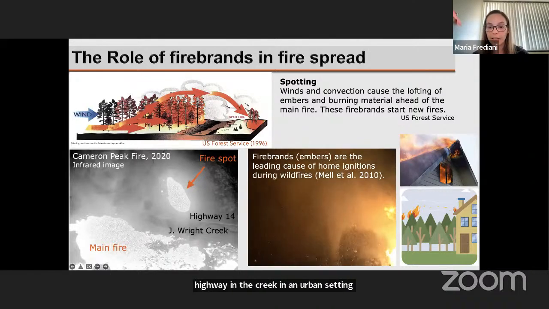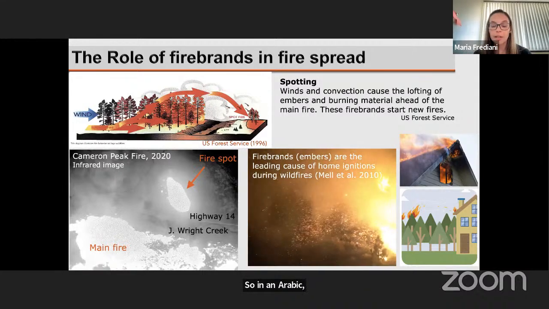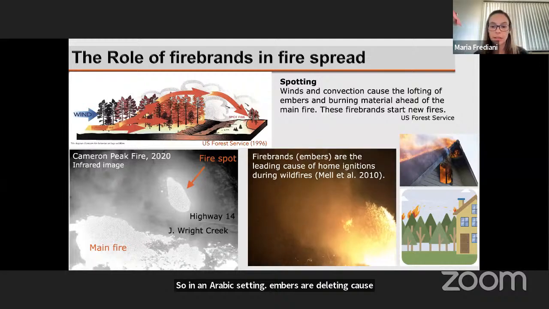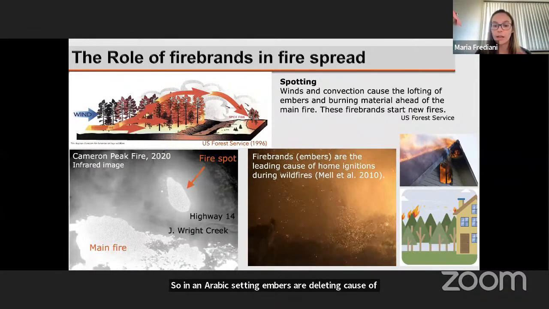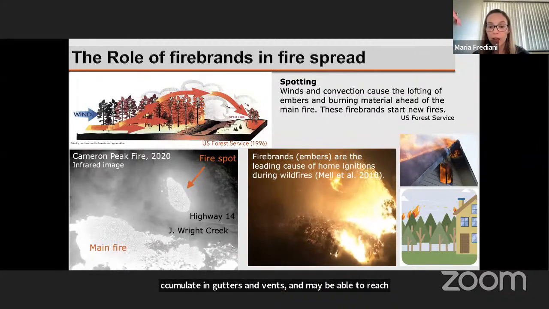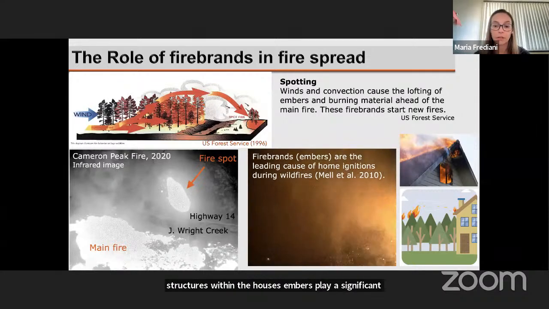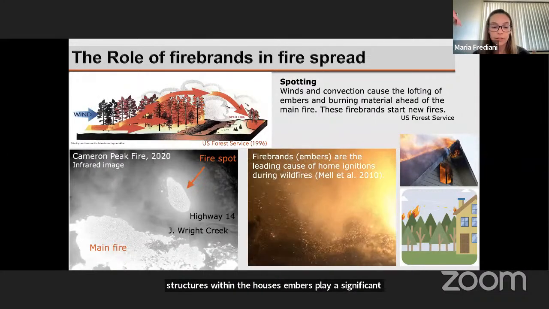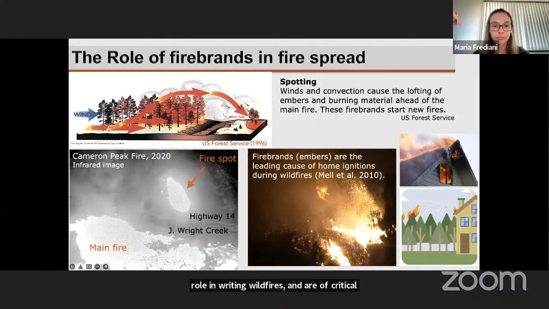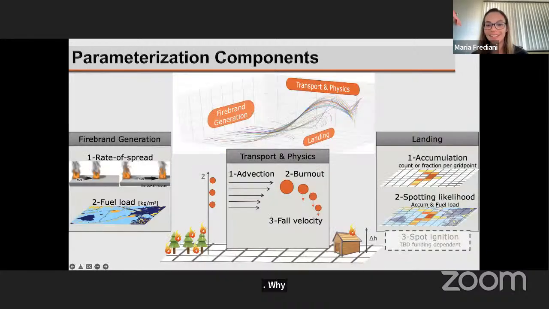So in an urban setting, embers are the leading cause of home ignitions during fires. That's because they accumulate in gutters and vents and may be able to reach more flammable structures within the houses. Embers play a significant role in spreading wildfires and are of critical importance in the wildland-urban interface.